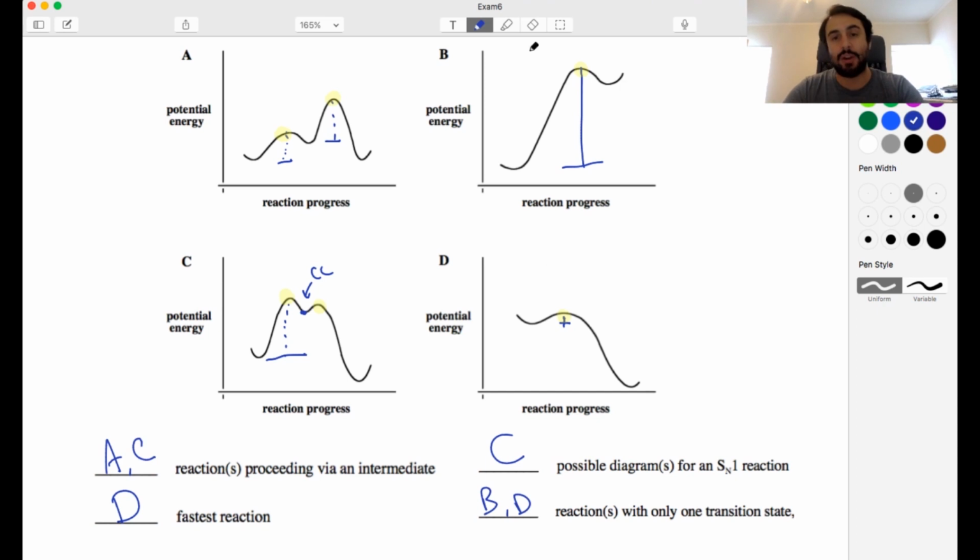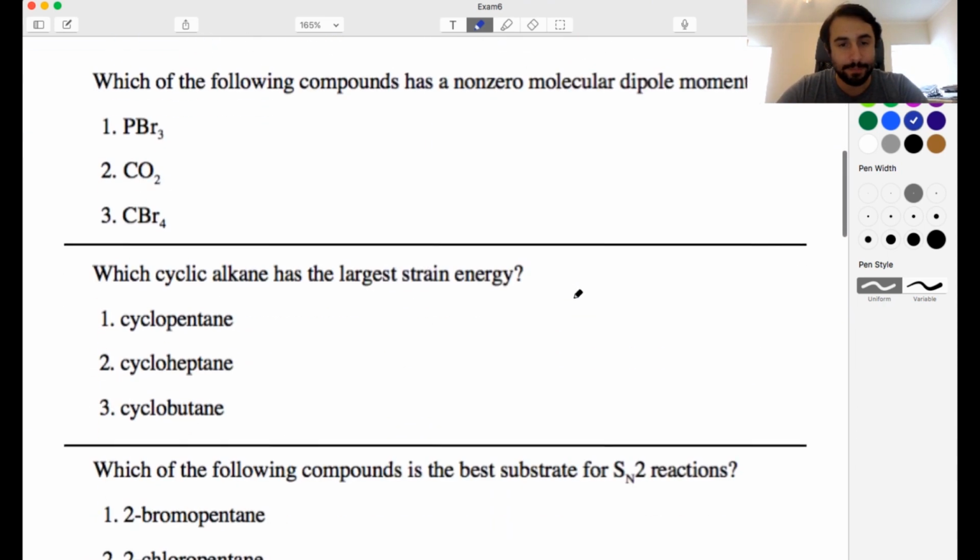So that is great, right? We do really want to be able to interpret energy diagrams, draw energy diagrams, and know what they mean: identify activation energy, transition state, intermediate, reactant, product, exothermic, endothermic, that kind of stuff. So that was good for that one.